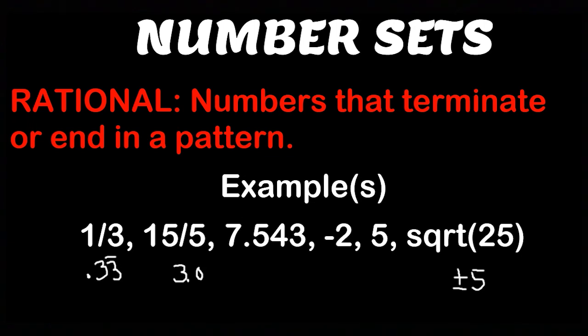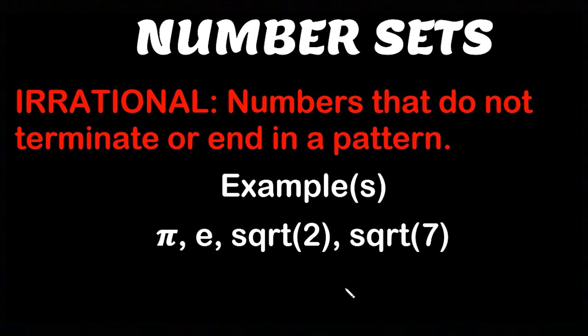So again, rational numbers either terminate or end in a pattern. So if we take a look at the last one, we have irrational. Now make a note here. If a number is rational, it cannot be irrational, and vice versa. If a number is irrational, it cannot be rational. So the definition of an irrational number is just the complete opposite of a rational number. So irrational numbers do not terminate and do not end in a pattern.